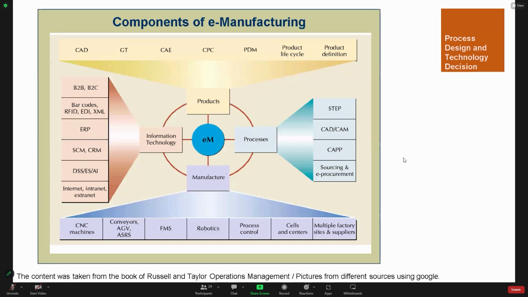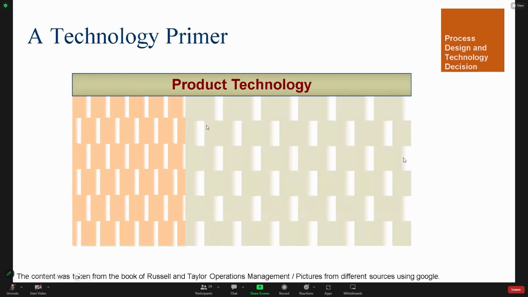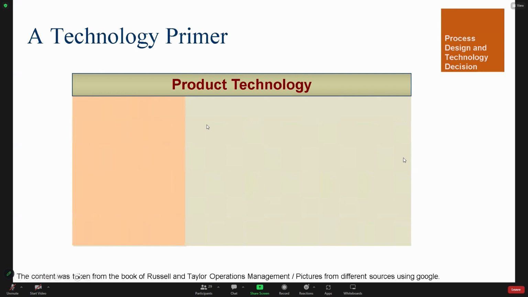e-manufacturing components. Okay, now, you can look at the product, the process, the information technology, and the manufacture in your e-manufacturing. Okay, maybe you wanted to improve your product technology. Okay, so ang gagamitin nyo ngayon is magkakaroon kayo ng what? Magkakaroon kayo ng computerization, automation sa products, no? Sa paggawa ng product. You can do what?